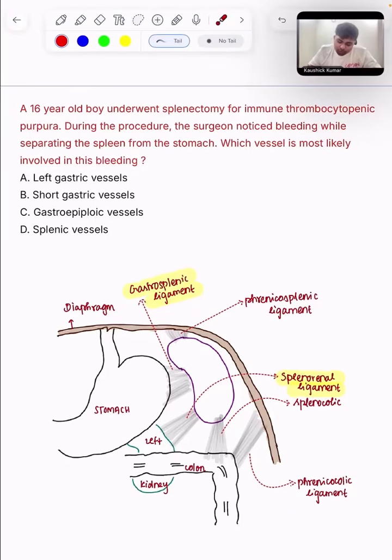A 16-year-old boy underwent splenectomy for immune thrombocytopenic purpura. During the procedure, the surgeon noticed bleeding while separating the spleen from the stomach. Which vessel is most likely involved in this bleeding? To answer this question, we need to understand the peritoneal attachments of the spleen and the surroundings of the spleen.